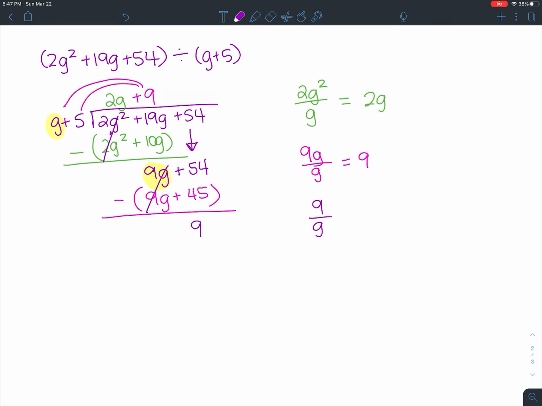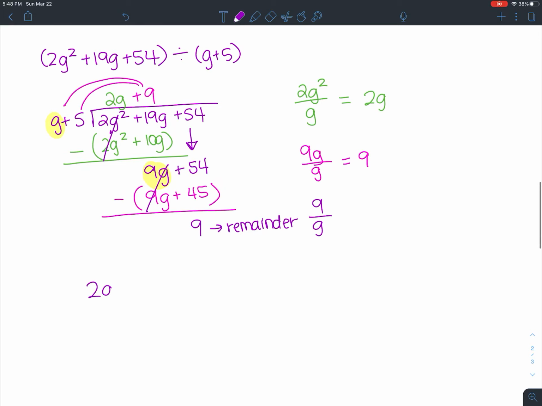If I do 9 divided by g, because that's my leading coefficient now, I can't, so this is my remainder. So my answer is 2g plus 9 from up here. Okay. And then this is a positive 9, so I'm going to do plus 9 over g plus 5.